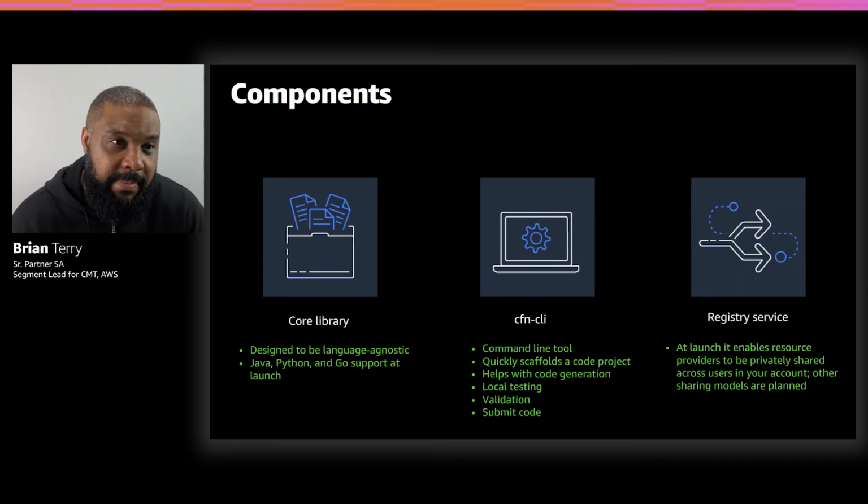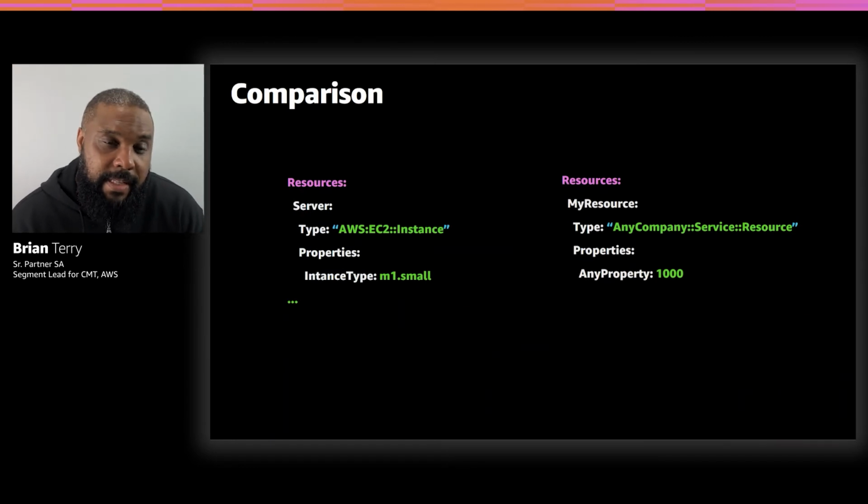So let's dig a little deeper into what these resource types look like. On the left, you'll see a standard AWS CloudFormation resource, an AWS EC2 instance, and it has properties. On the right, you can see a CloudFormation custom resource type, and this could be any name, and it can have any kind of property that you define within your schema. This allows you to create resources that look, feel, and act like native AWS CloudFormation resources. So these can be a front for your API.